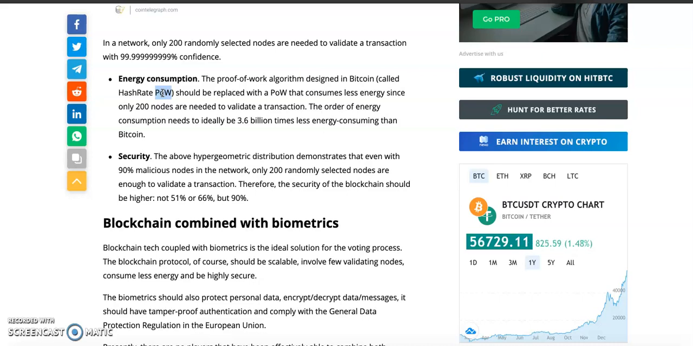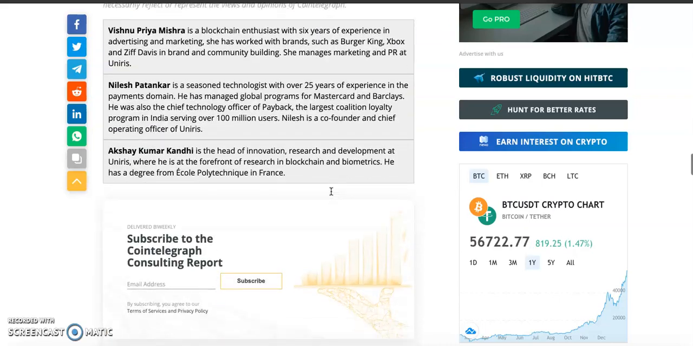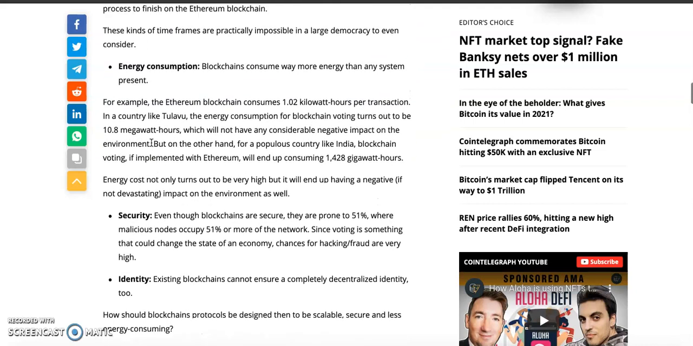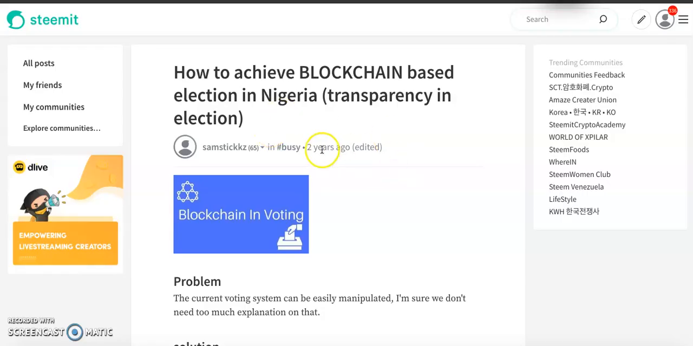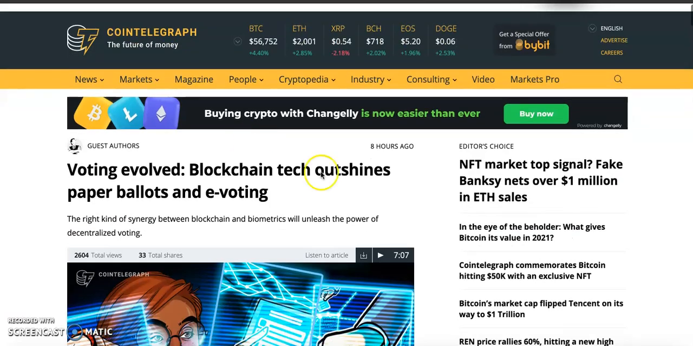Then we have delegated proof of stake that is even more efficient when it comes to energy consumption. And then security, they're both hyper geometric distribution. Come on, I don't need to read all this. Anyways, these points here are the points to look out for, right, when you want to perform election on the blockchain. Now, several years ago, 2 years ago, right, I wrote an article about this, and Cointelegraph posted this.